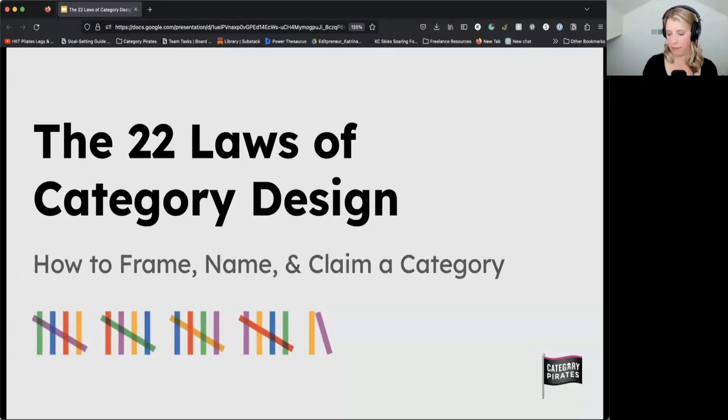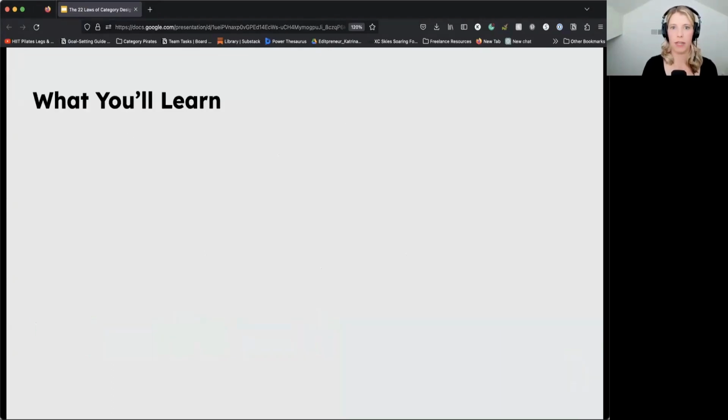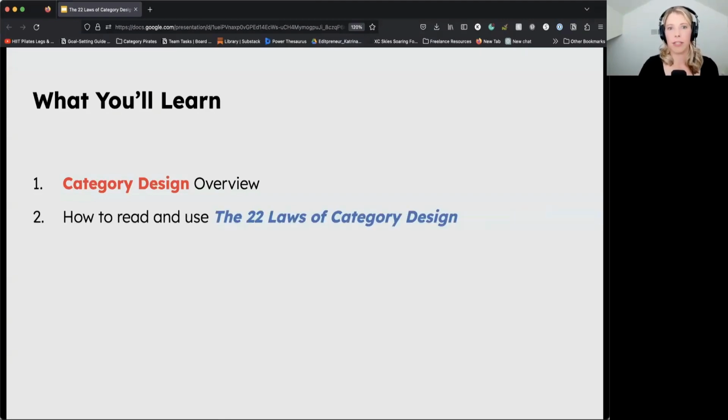I'm just going to give everybody a quick overview of what we're going to run through today. We're going to start with the category design overview. Christopher's going to run through that. I'm going to run through how to read and use the 22 laws of category design. So that's our new book that we just put out. Tell you a little bit more about that.